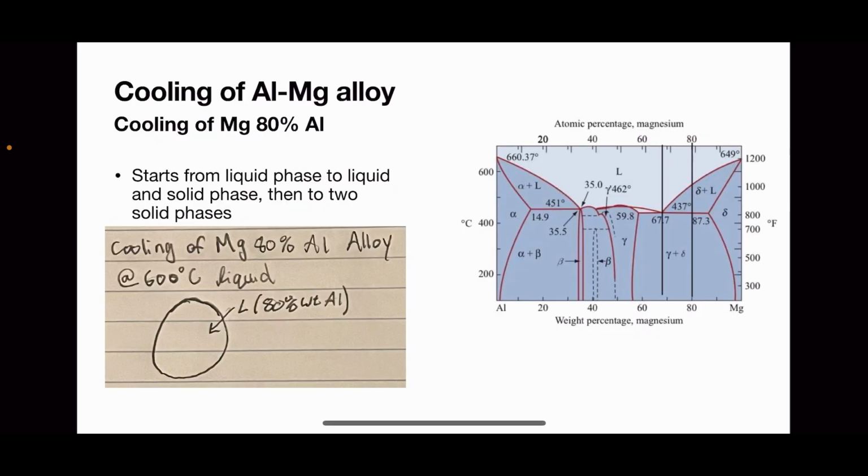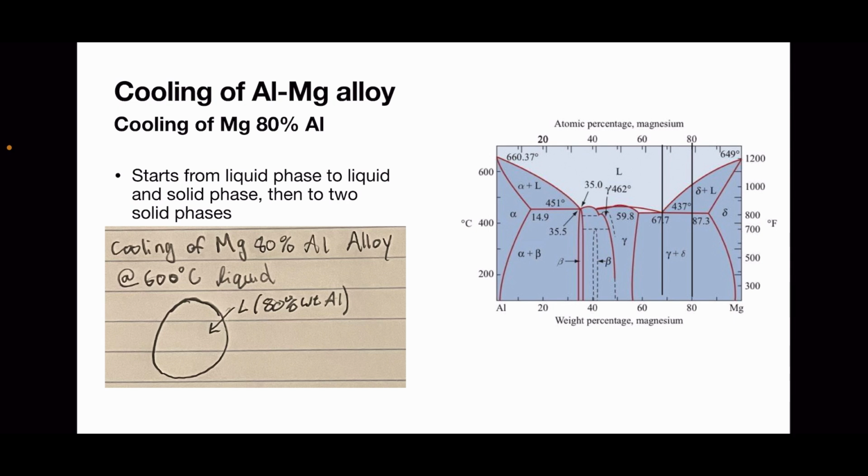Our second example is cooling of 80% magnesium aluminum. We can see in the chart to the right that at 80, it starts from liquid phase, then goes to a solid and a liquid phase, and then to solid phases. At 600 degrees Celsius, it is in the liquid phase, and the microstructure of it as a liquid is drawn below.